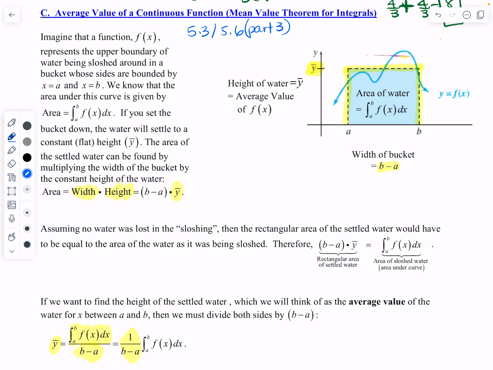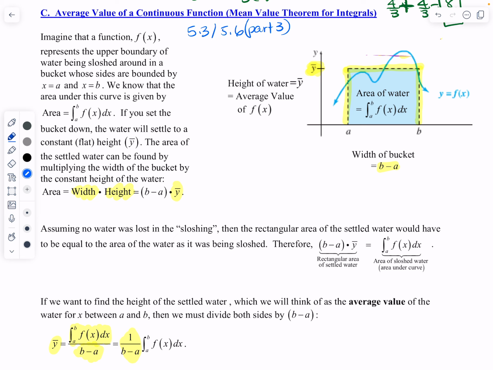So let's go ahead into part C, or objective C, which is average value of a continuous function, the mean value theorem for integrals. So if you see mean value, you know you're going to be doing something with average. So let's read this little example here. Imagine that a function f of x represents the upper boundary of water being sloshed around in a bucket whose sides are bounded by x equals a and x equals b.